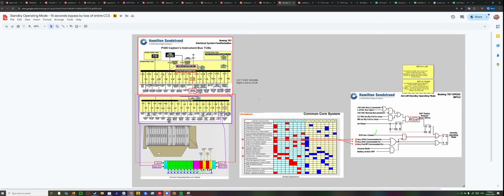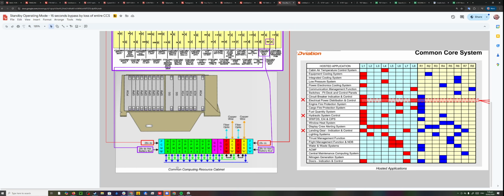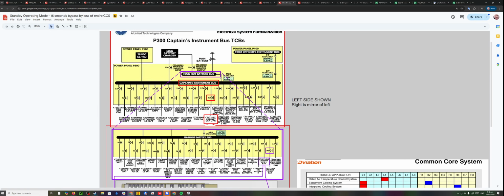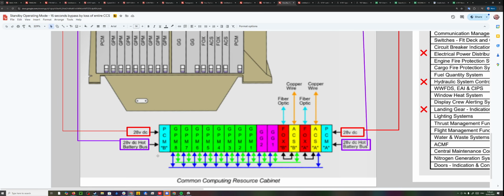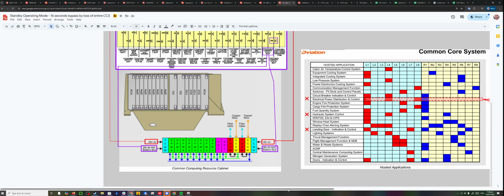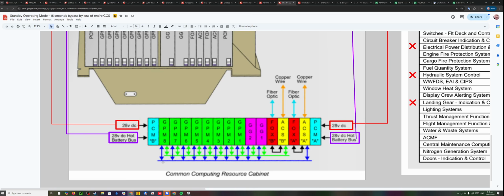This is the wiring diagram for just the left side. So that's the captain's instrument bus and the left common core resource cabinet, or the common computing system. The captain's instrument bus is the left. First officer will be on the right. I'm showing you just the left. The right is a mirror of this. And then also below that, we have the hot battery bus. So here is the CCR cabinet left. CCR cabinet left's power inputs are displayed here.